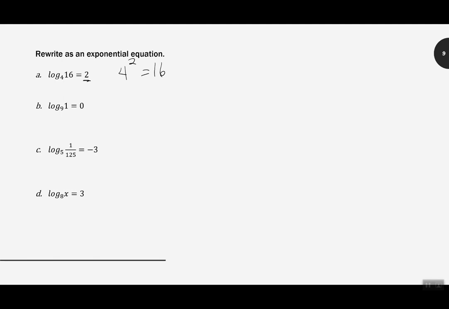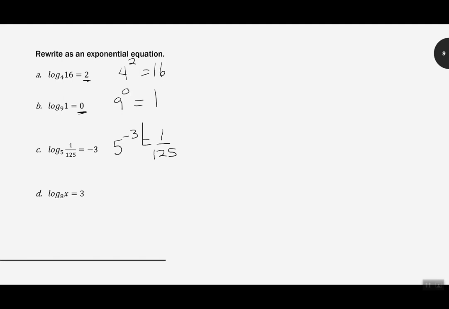My second one says the log base 9 of 1 is 0. The base, again, 9. On the right side of the equal sign, I have a 0, so that becomes my exponent, and the answer is 1. C, I have the log base 5 of 1 over 25 is -3. My base is 5. My exponent is -3. That gives me 1 over 125.